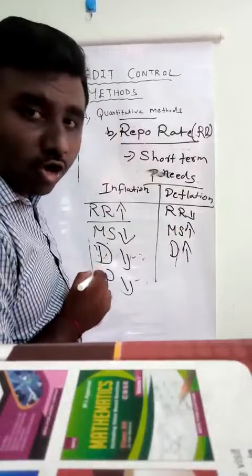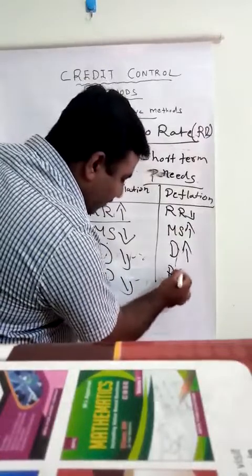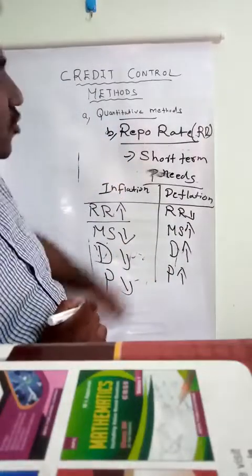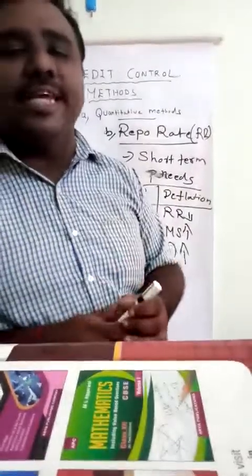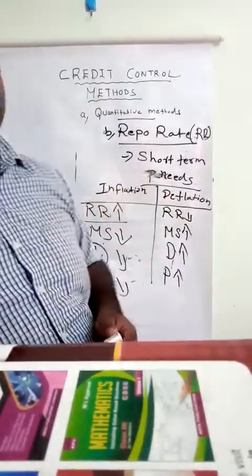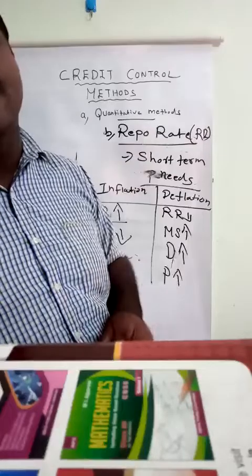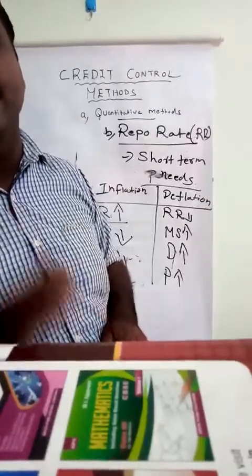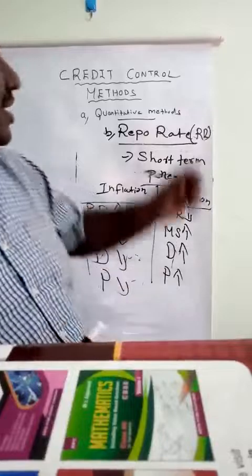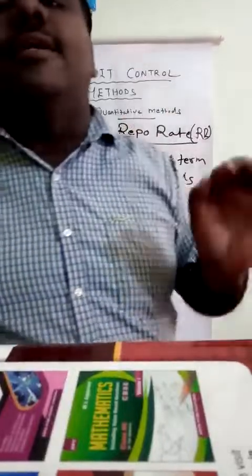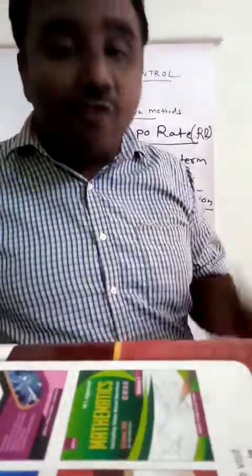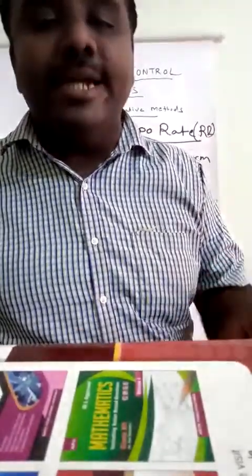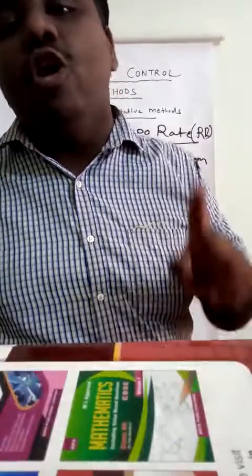When the demand in the economy increases, the price level of the commodity will also increase, and you will come out of the situation of deflation. The same explanation applies for inflation and deflation as in the bank rate, but one slight difference is that the repo rate is the rate at which the central bank gives money to the commercial banks for short term needs, but for the bank rate the central bank gives money to the commercial banks for long term needs.